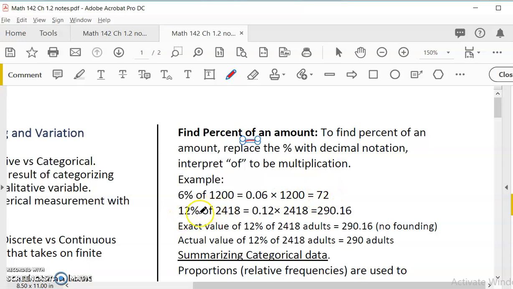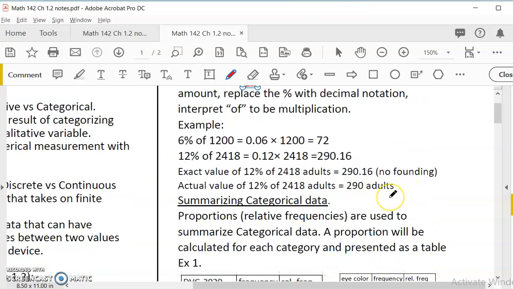And if you say, well, I spent 12% of my income on rent, so what is 12% of $2,418? You change 12% to 0.12 and then multiply times 2,418, which is 290.16. If it is money, this is the exact value. But if 2,418 is a number of adults, and I want 12% of that, that is 290.16 also, with no rounding.